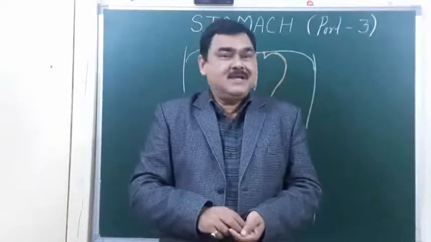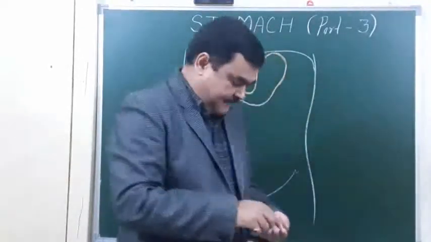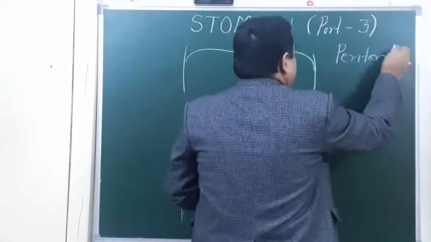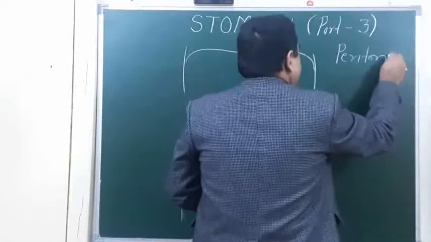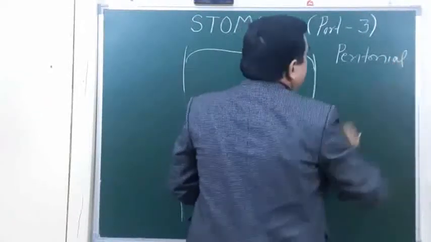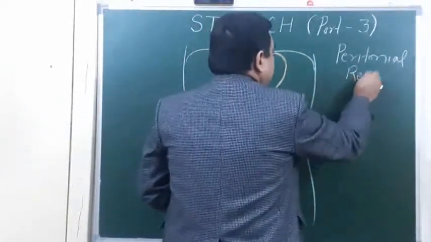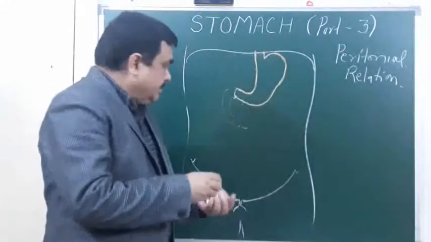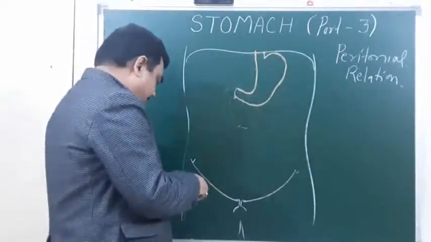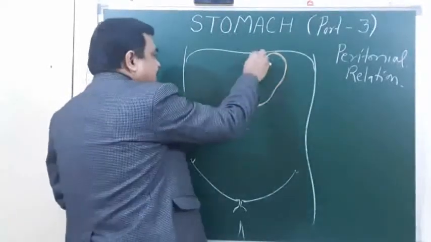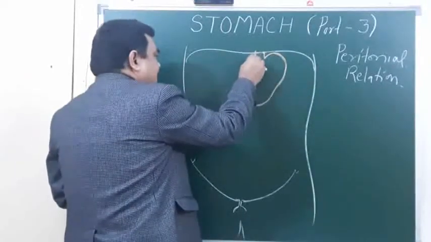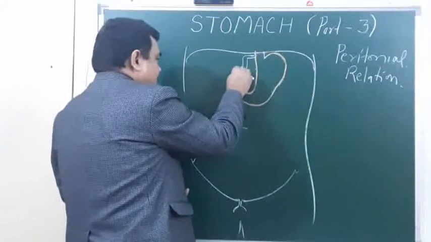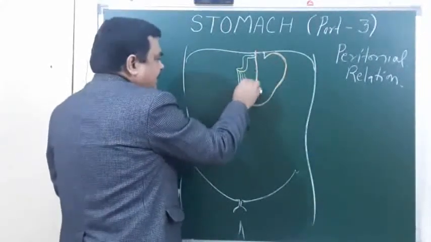Now we discuss the relations of the stomach. First of all, peritoneal relation. Here you can see this is the stomach, this is the lesser curvature, this is the greater curvature. Along the lesser curvature, the lesser omentum is attached.